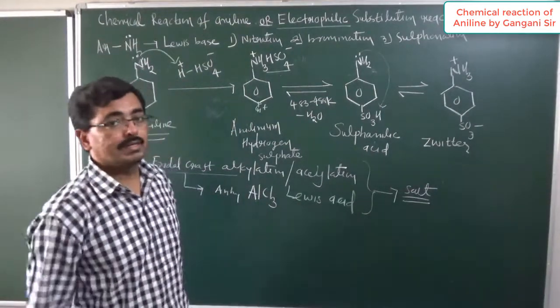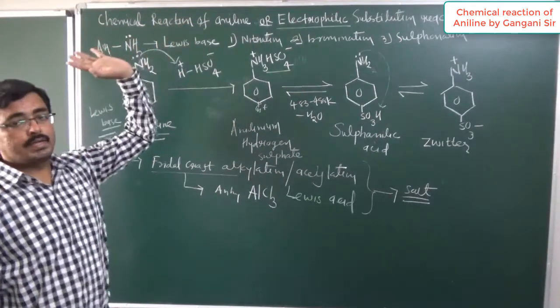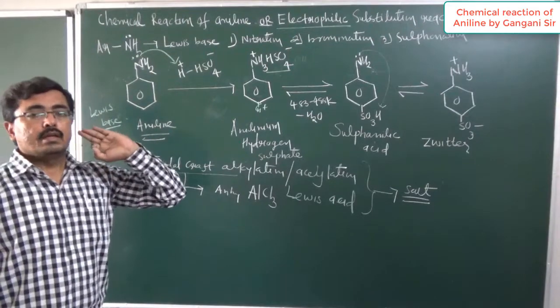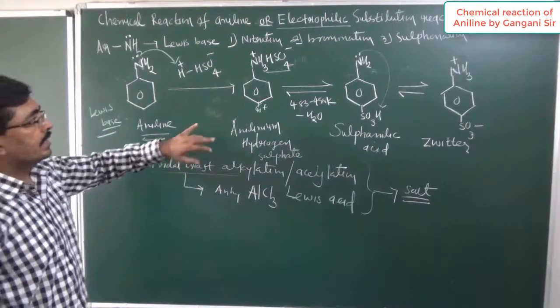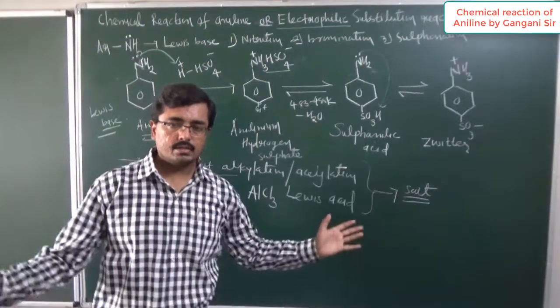So dear students, in today's lecture, we discussed the chemical reactions of aniline. Aniline gives us 3 types of electrophilic substitution reactions: nitration, bromination and sulfonation reactions.